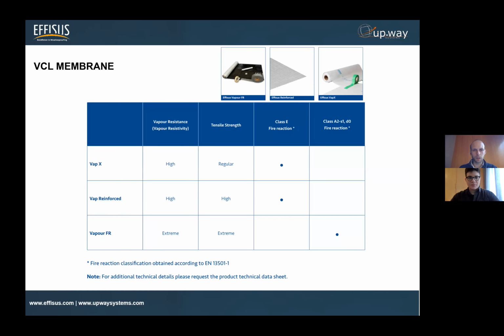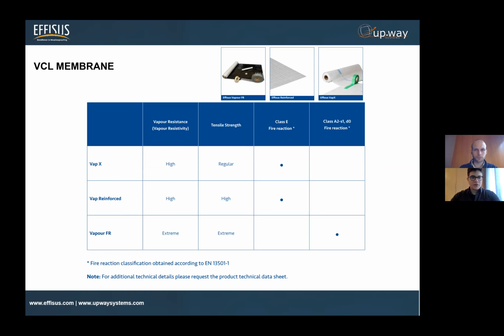Okay, very good. And so here, João, you can see some of the main performances or characteristics we should take into consideration when choosing a VCL. Yeah, so what determines exactly the type of VCL is the project itself. We need to look at certain requirements when it comes to vapor resistance, tensile strength, and fire reaction. At Effisus, we have a Class E fire reaction VCL membrane, but we also have the A2 S1 D0, which is the best you can get in the market currently.